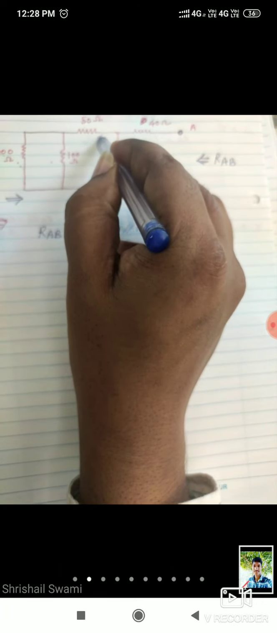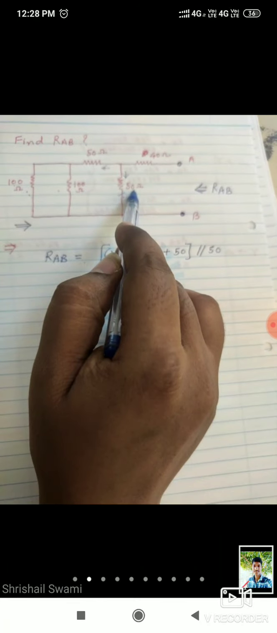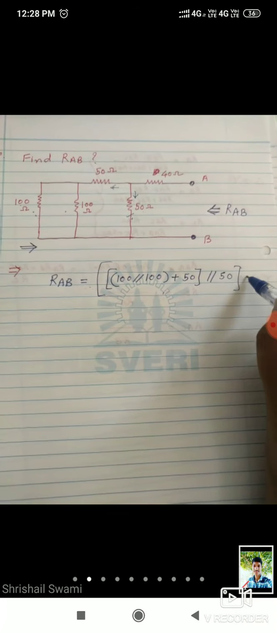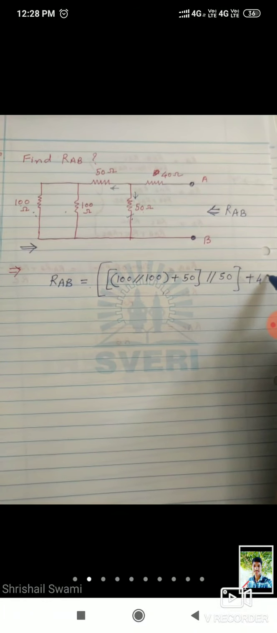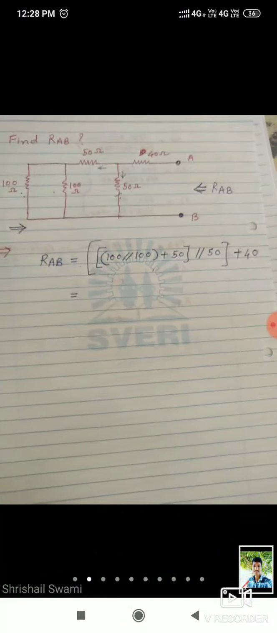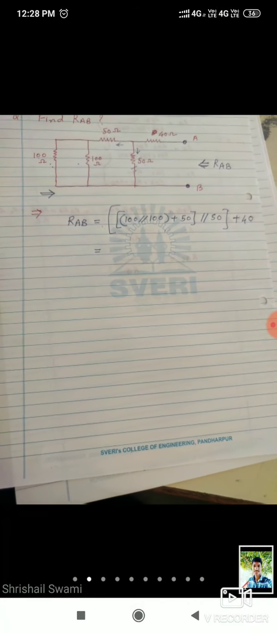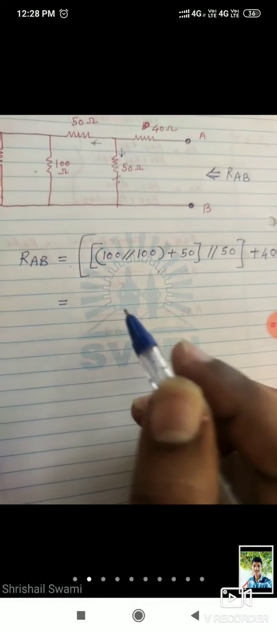The current in this branch is different and the current in this branch is different. That's why, whatever the resistors are connected here, that total is in parallel with this 50. Okay, now next, you can make another bracket, and finally that is in series with this 40. So in this way you have to solve the problems. First of all we will calculate the value, then stepwise what will be the change in the diagram, that I will explain and show.